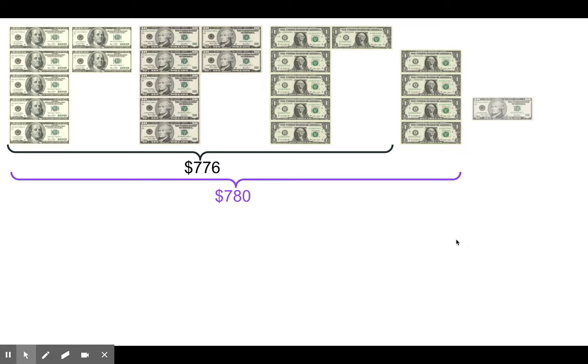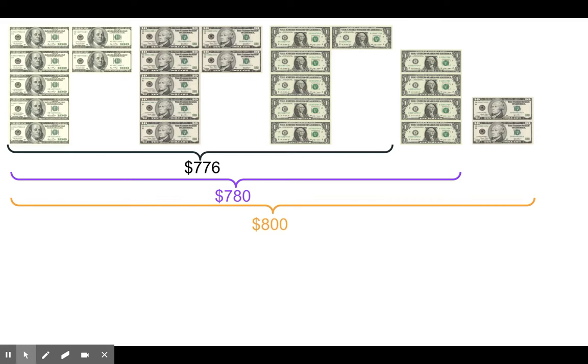780, 790, 800. There it is. Using two $10 bills got me to the next friendly number or unit, which was 800.